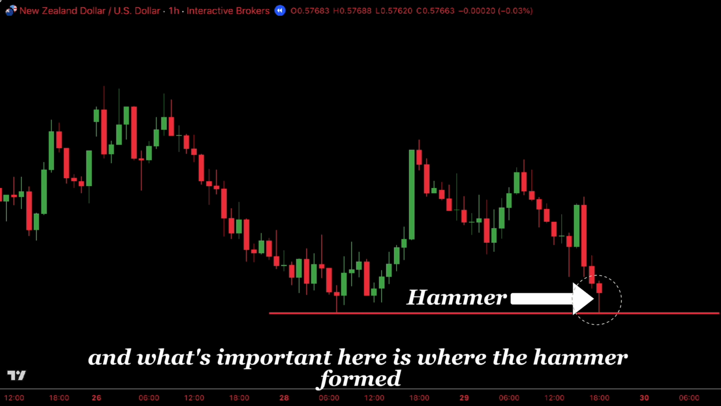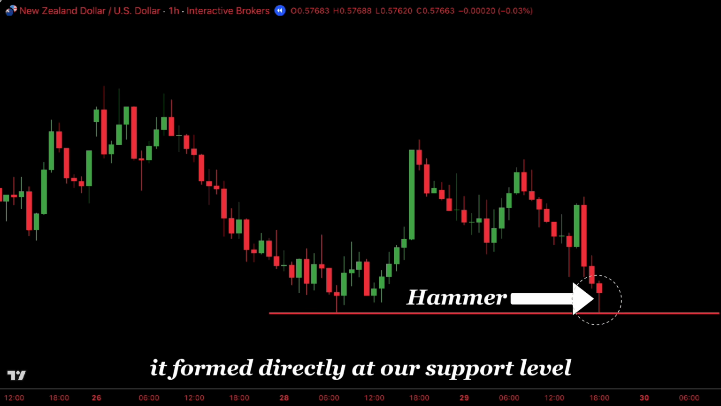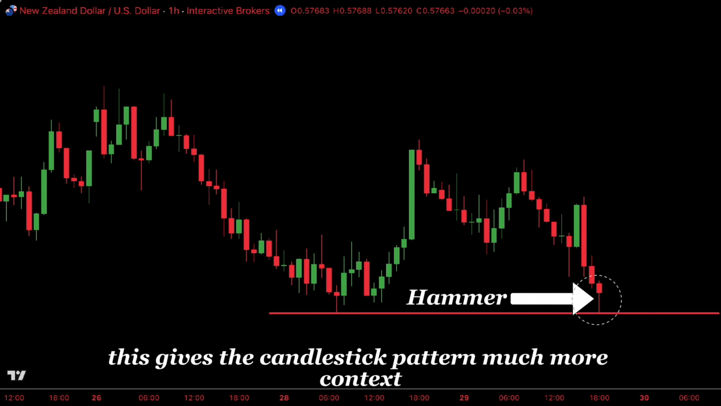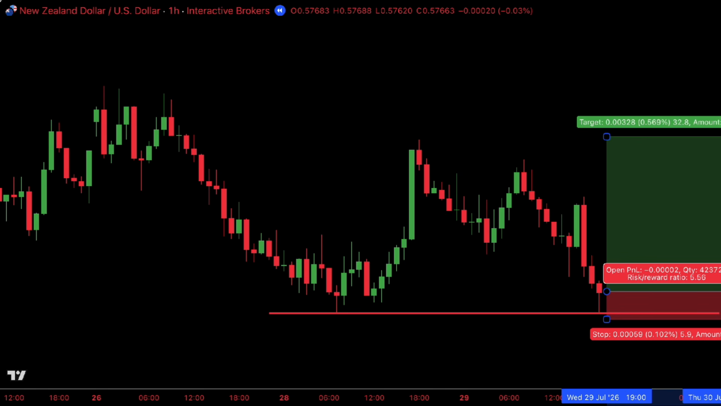And what's important here is where the hammer formed. It didn't form randomly in the middle of the chart. It formed directly at our support level, an area where buyers had previously taken control. This gives the candlestick pattern much more context. So this could be our entry signal. We can enter at the close of the hammer, place our stop loss below the low of the pattern, and use the next resistance level as our potential profit target.